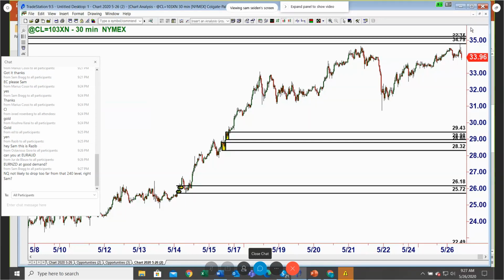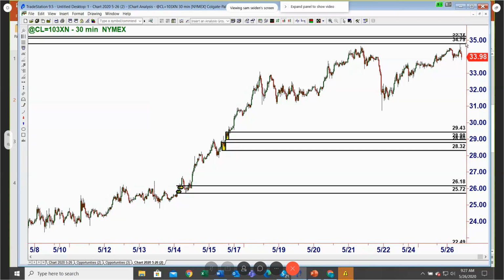But oil did hit our supply zone up here and is falling a little bit. Another move into that area, you'd likely see another drop. Okay. Let's keep going.